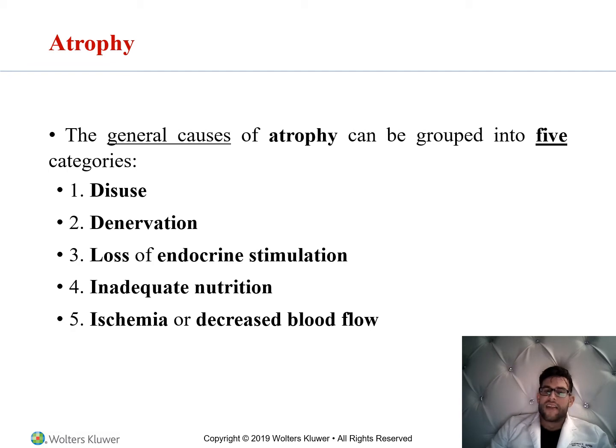There are different general causes of atrophy, and these types of atrophy can be grouped into 5 categories: disuse atrophy, denervation atrophy, loss of endocrine stimulation, inadequate nutrition, and ischemia or decreased blood flow.